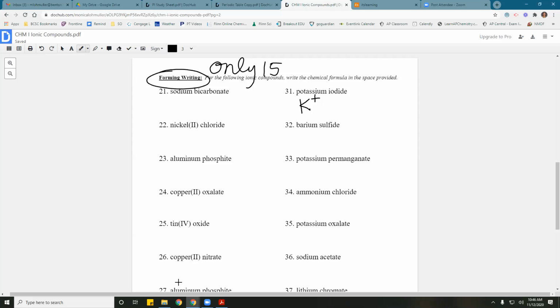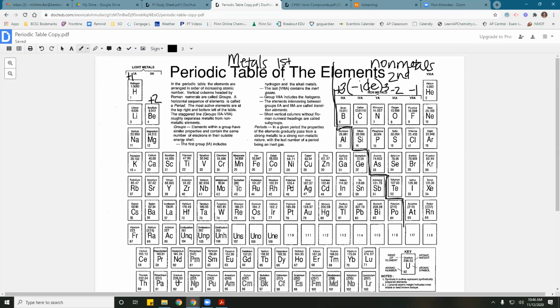If you ever see something with just a plus and not a +1, it still means +1. I start to do that around now because it's less writing for myself, but you can still write +1. And then the iodide, remember, is iodine. And looking back at the periodic table, iodine is in 7A, which has a -1 charge.